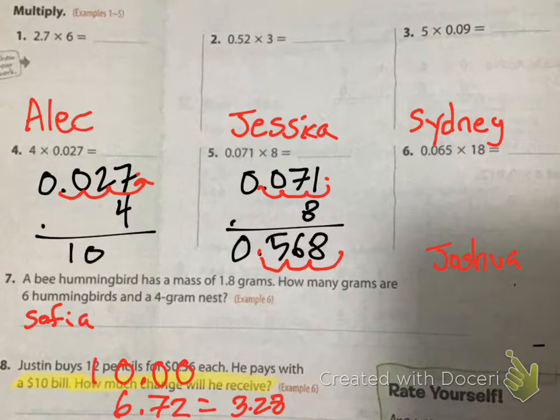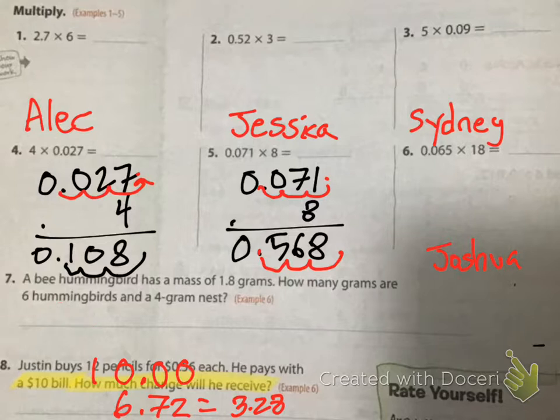So exactly, she said this. 4 times 27 is 108. She moved it back the 3 places. She said she wasn't going to say it academically. She was kind of close. We get 0 and 108 thousandths. Excellent. So let's see, Sophia, what about yours?